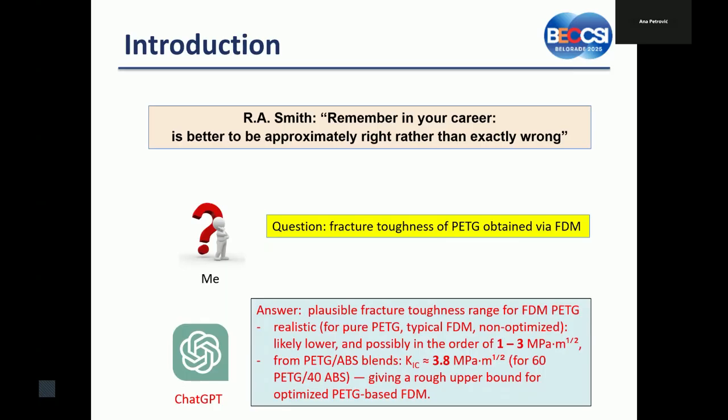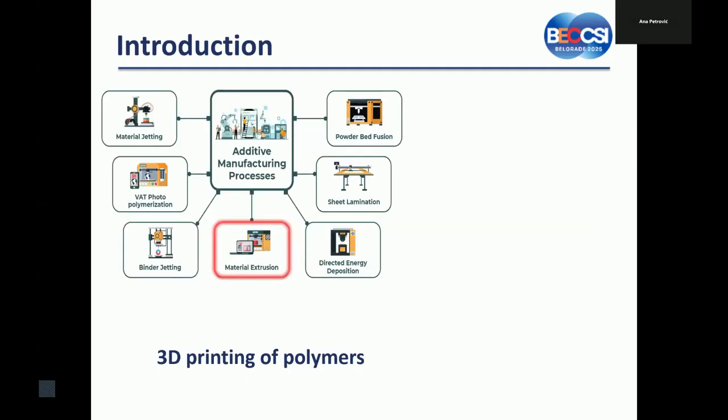They say that for this type of material, the fracture toughness is between 1 and 3 megapascal square meter, which is typical for polymeric materials. It also gives a reference paper, saying that the upper bound of the fracture toughness, for a kind of composite material, PETG with ABS, was 3.8 megapascal square meter. So we will compare this with our experimental results.